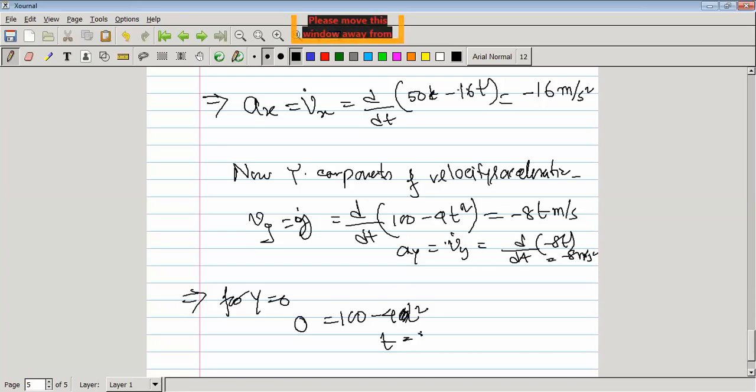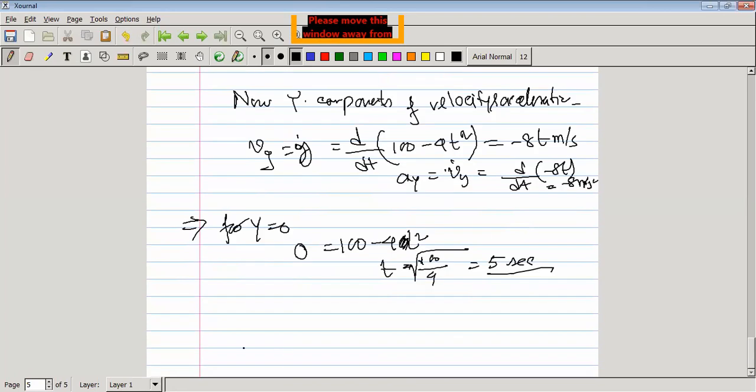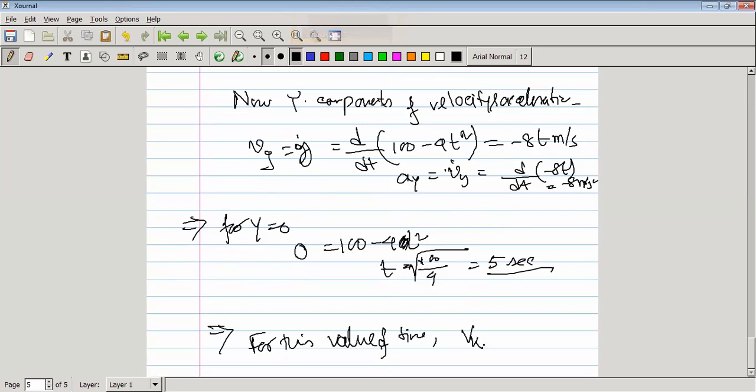Sorry, not 4, this is root over of 100 by 4, so 5 seconds. Okay, now for this value of time, Vx is how much? 50 minus 16t, and t is here 5. So how much is it? Minus 30 meter per second, right?